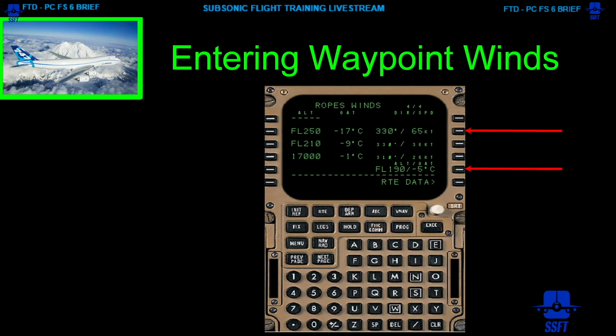You'll notice that 17,000 here is 2,000 feet below 19,000, and so that'd be a 4-degree difference, and so it figures out that that's -1 at 17,000 feet, which is 4 degrees difference based on that 2 degrees per 1,000 feet.